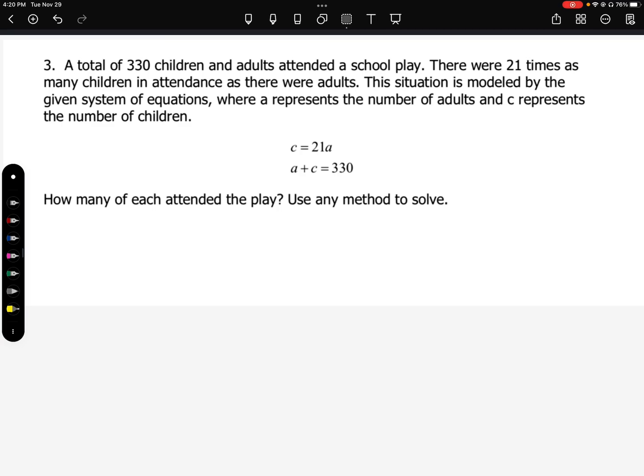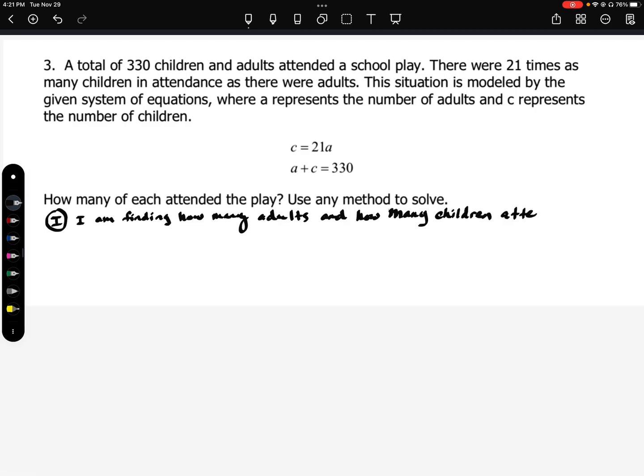Okay, so we've been solving word problems here, and so a lot of this is already done for us. Let's just think about what it's asking us first. They want to know how many of each attended the play. So I am finding how many adults and how many children attended the play.